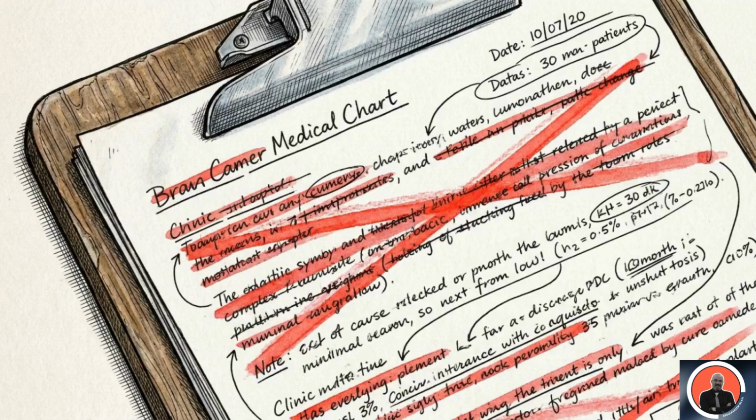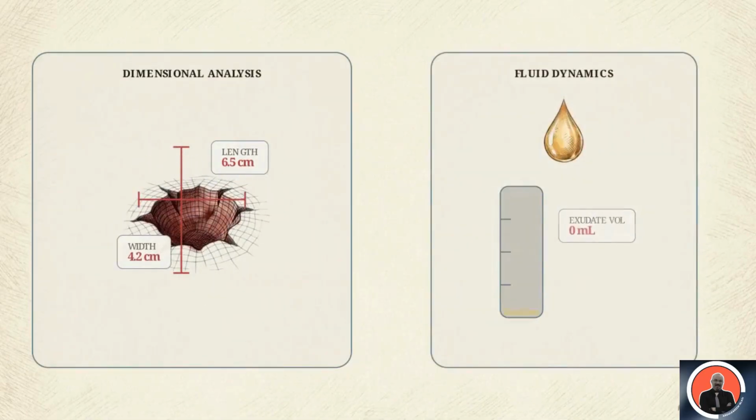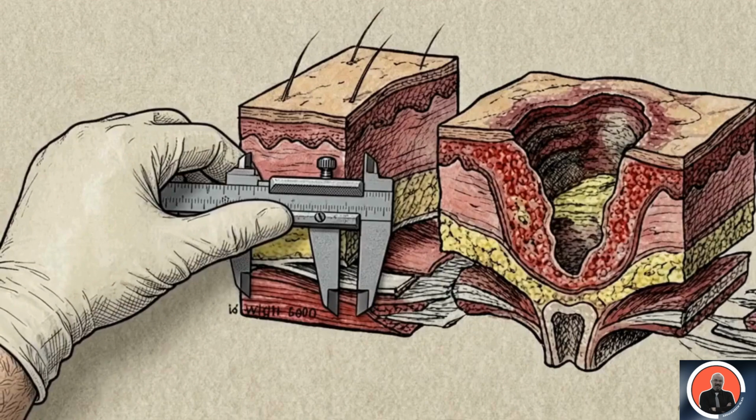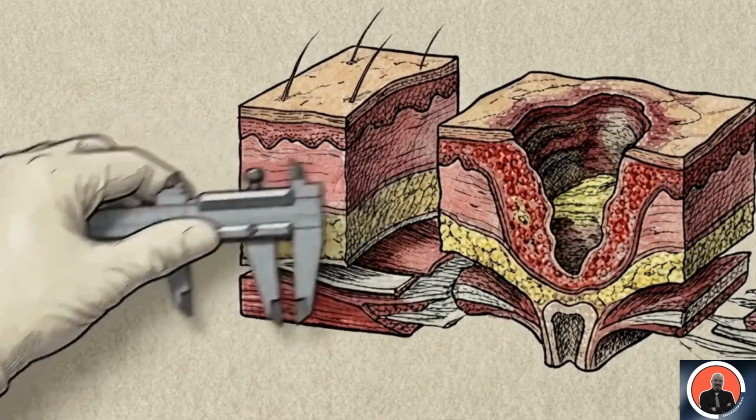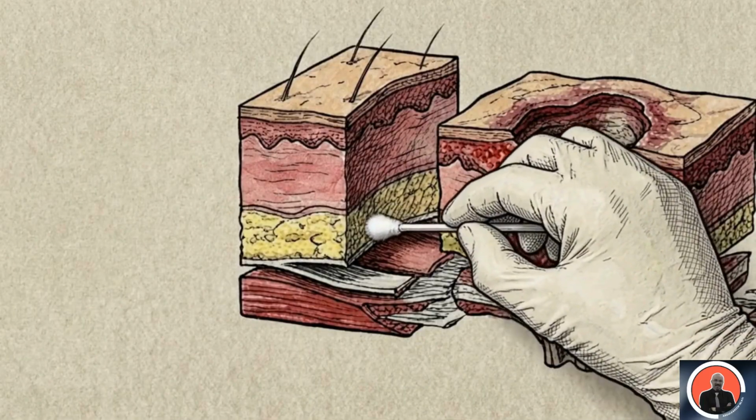To correct this, the assessment process requires an immediate transition away from casual adjectives to hard quantitative data. We have to rely on strict dimensional measurements and exact exudate volumes. An accurate wound assessment is not a passive observation. It is an active data extraction protocol designed to precisely classify the damage.